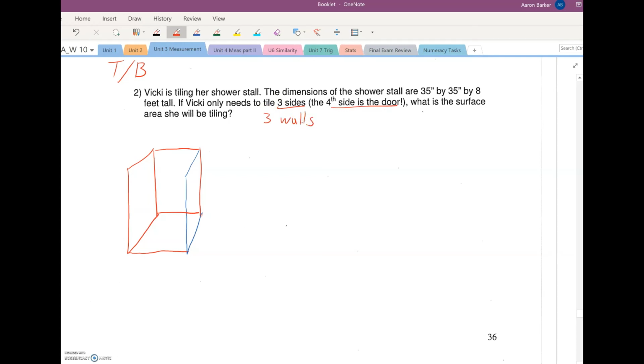Okay. What's the surface area that she'll be tiling? So it's not the floor, not the roof or the ceiling. Oh, now I have to spell ceiling. And it's not the door. Okay, it's only 3 walls. That's it that she is tiling.